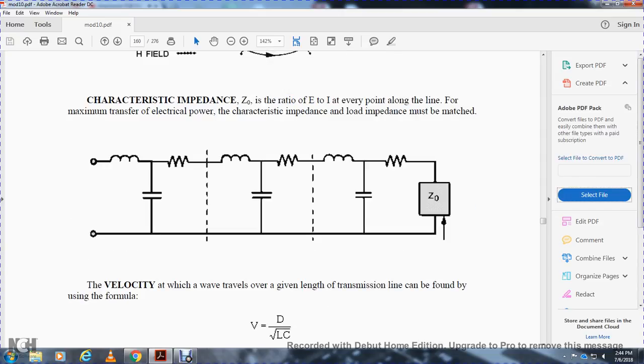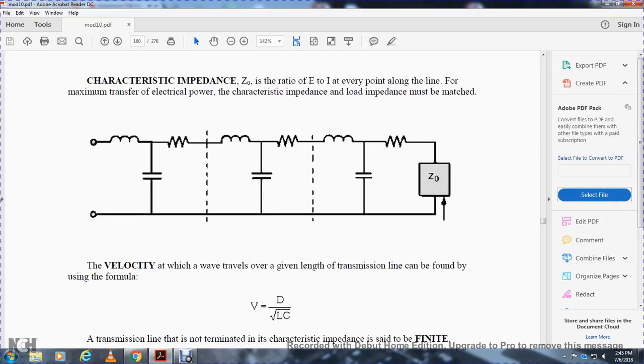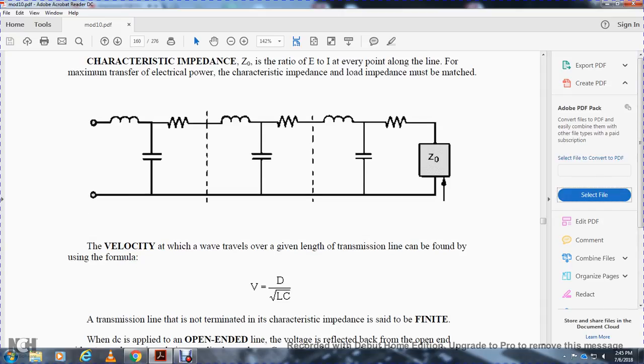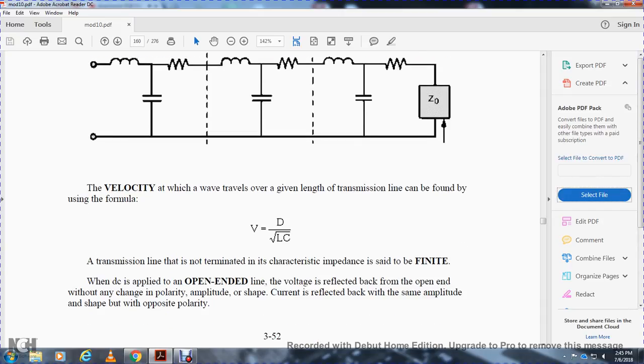Velocity, the speed at which the wave travels over a given length of the transmission line, can be found using a formula. Velocity is equal to the distance over the square root of the inductance times the capacitance. The characteristic impedance is said to be finite.